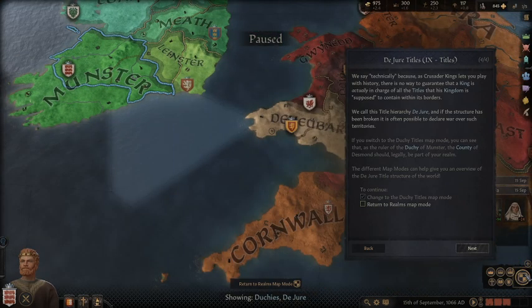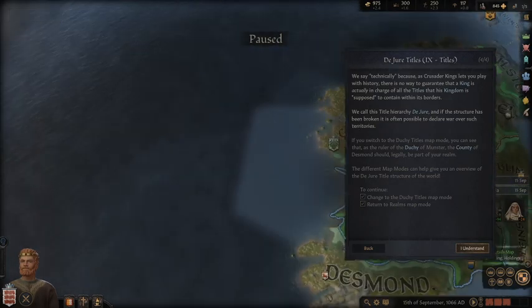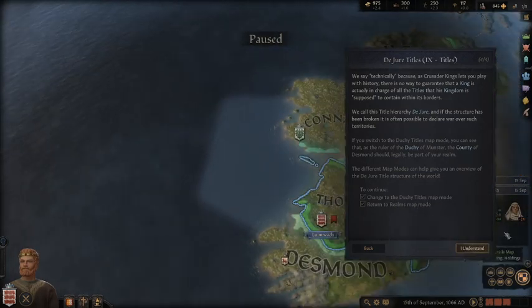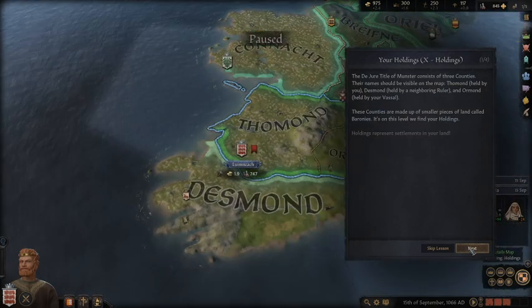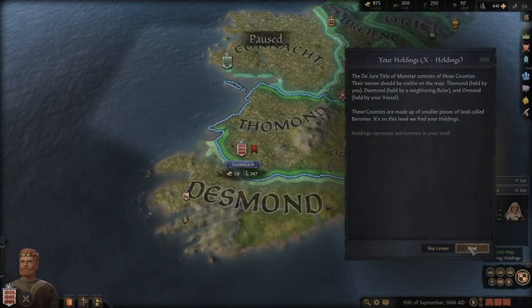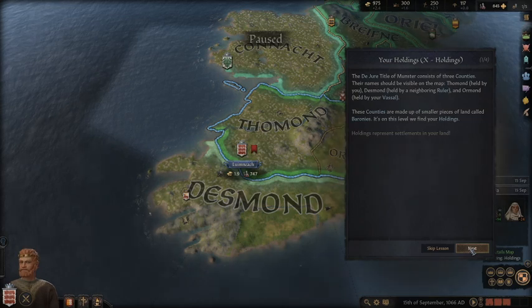Turn to Realms map mode. Lag is making scrolling a little unwieldy. The de jure title of Munster consists of three counties. The names should be visible on the map: Thomond, held by you, Desmond, held by a neighboring ruler, and Ormond, held by your vassal.